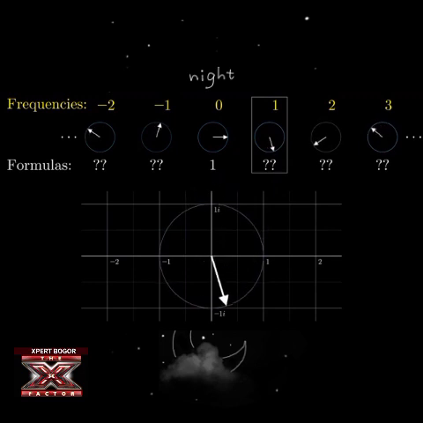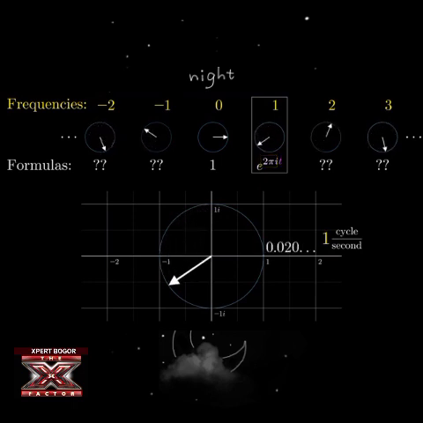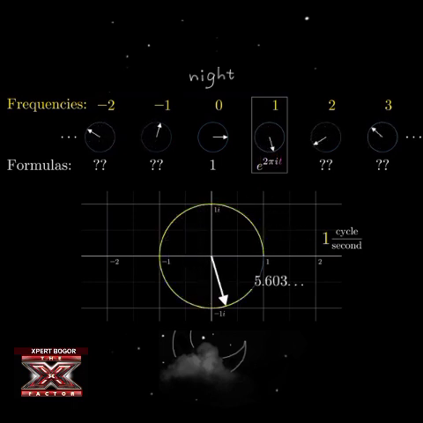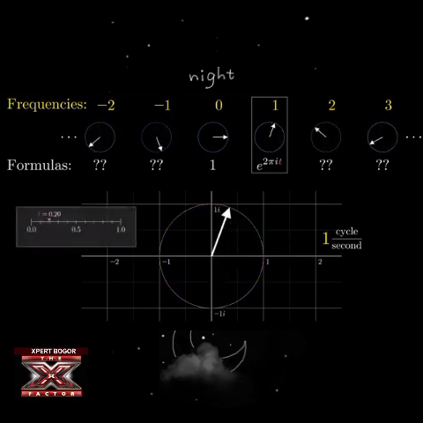Then there will be the vector rotating 1 cycle every second, which we write as e to the 2 pi i times t. That 2 pi is there because as t goes from 0 to 1, it needs to cover a distance of 2 pi along the circle. Technically, in what's being shown, it's actually 1 cycle every 10 seconds so that things aren't too dizzying. I'm slowing everything down by a factor of 10.